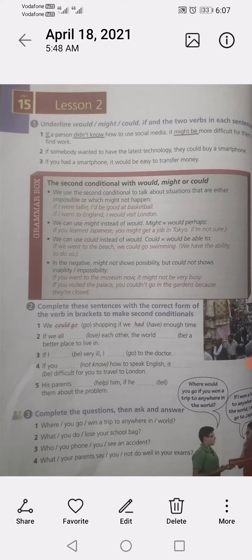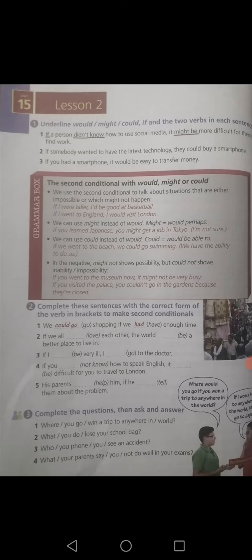I'll ask you and then you are going to write the answers. What you do lose your school bag? So the question will be, what would you do if you lost your bag? What would you do if you lost your bag? And you are going to write your own answer.